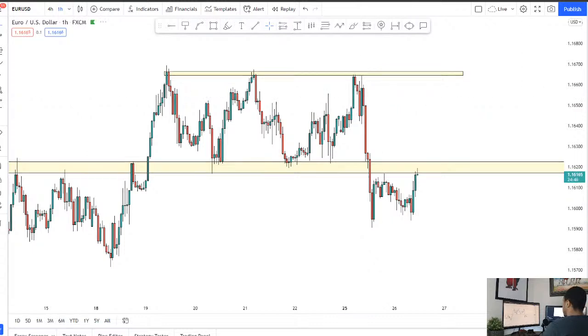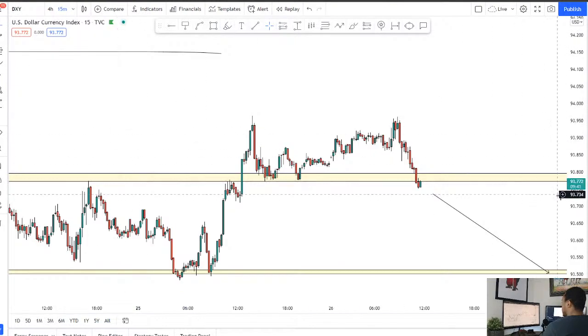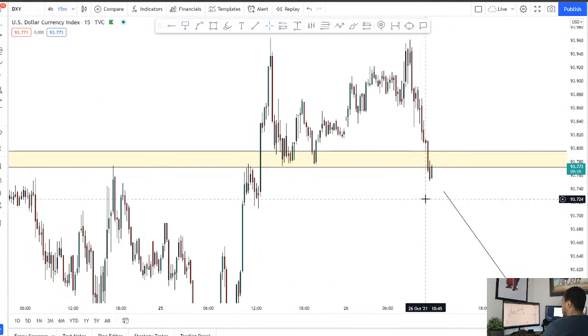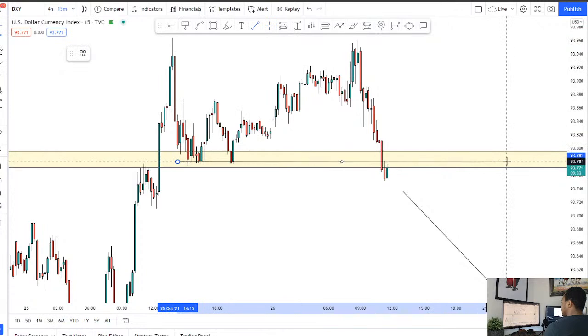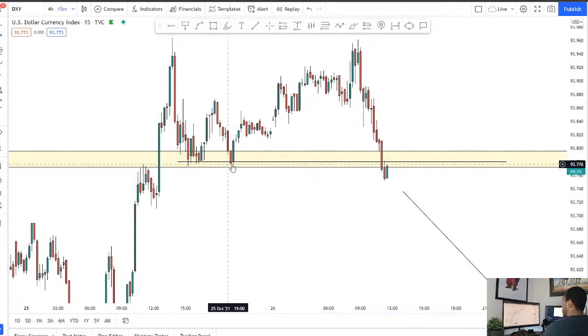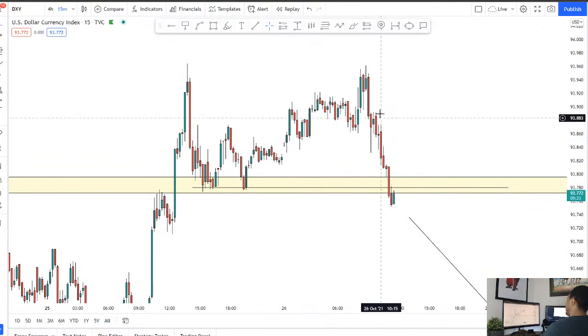I'll take a look at that DXY 15-minute time frame. It does look like price is breaking through this here on the left, on the 50-minute. Breaking through that support, broken through. If it holds underneath, it will probably continue. Momentum here is very, very bearish as well.